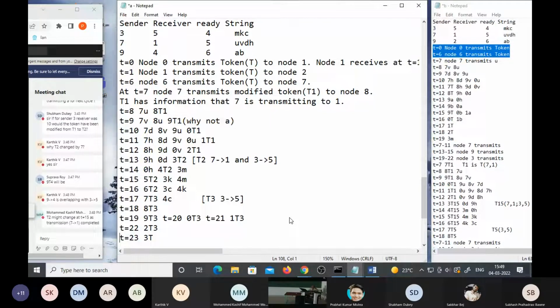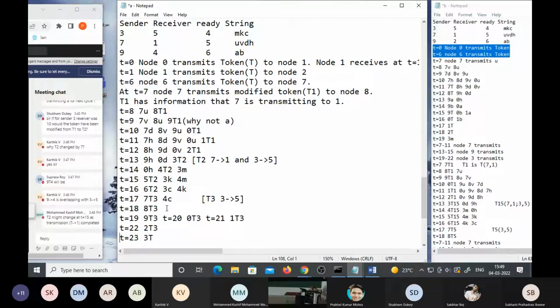No, you see, who can change T2? The right to change T2 is only with T3. Other nodes don't have it. Technically speaking, Kasif is all right that T2 can be changed at time t equal to 15 because the transmission by 3 has been over. After t equal to 18, there are no symptoms of the transmission. It is over. But who will change this T3? T3 can be only changed by node number 3 only.